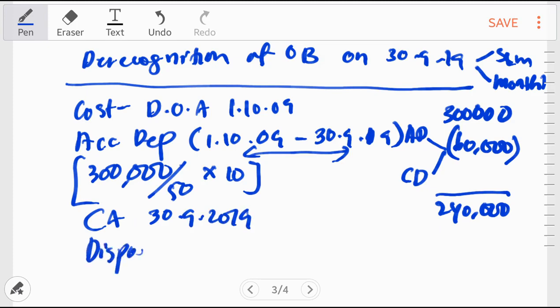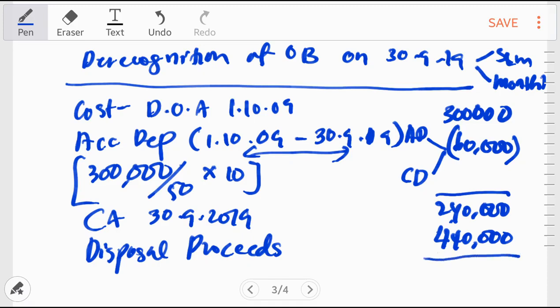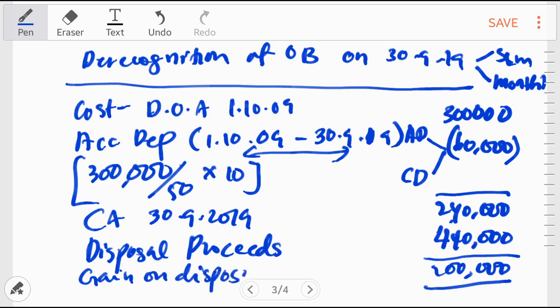There is a disposal proceed that you receive. And that was how much? It was 440,000. And therefore your profit is exactly 200,000, the gain on disposal that we show in your SOPL as other income.